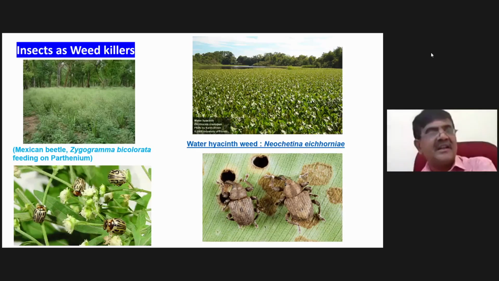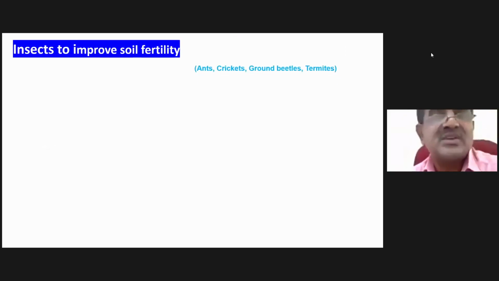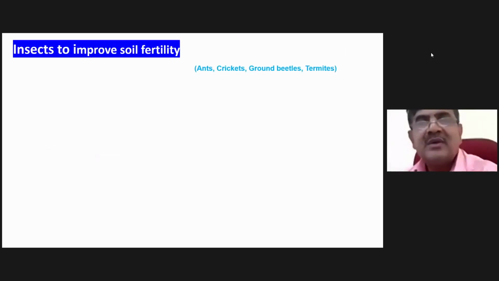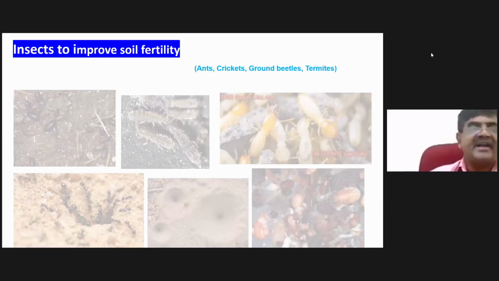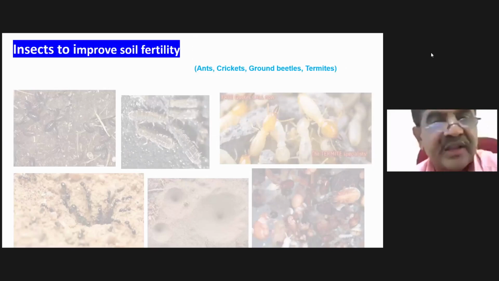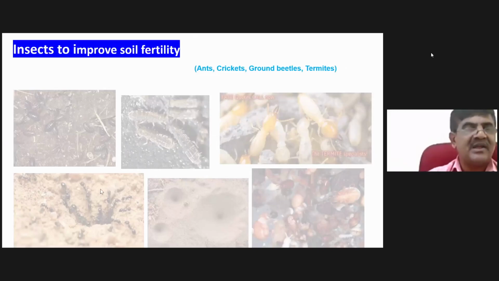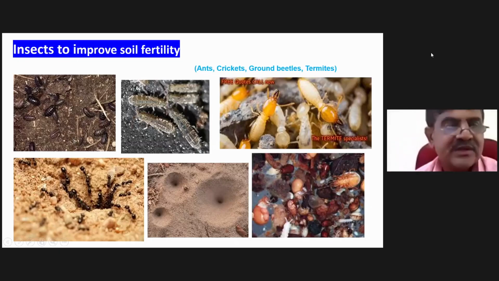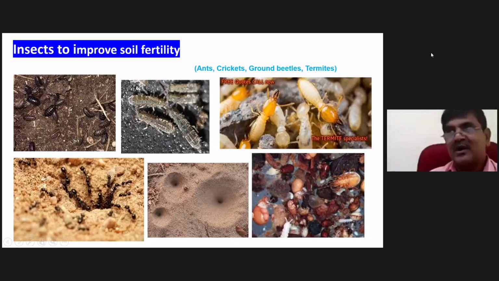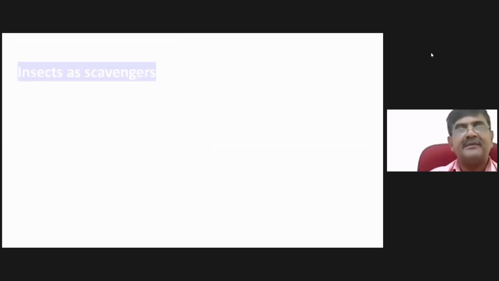And insects can be used for improving the soil fertility. For example, insects like ants, crickets, ground beetles and termites can be used in improving soil fertility. If you take these ants, what the ants will do is they make nests deep in the soil and help in the turnover of soil. They bring the deep subsoil to the surface. In this way, the insects help in improving the soil fertility.